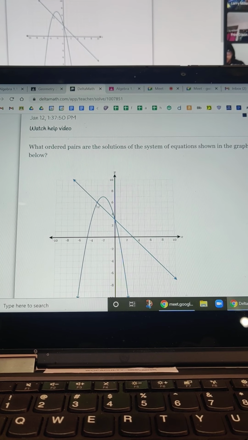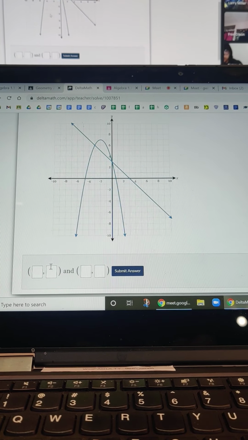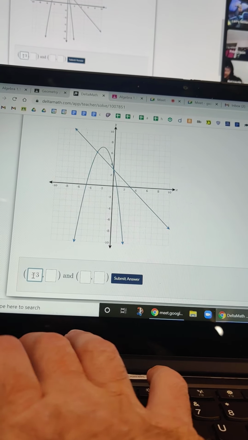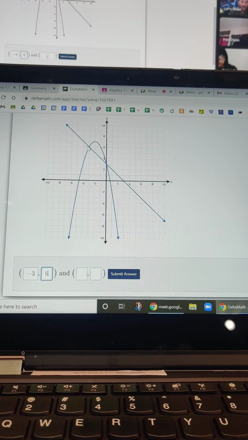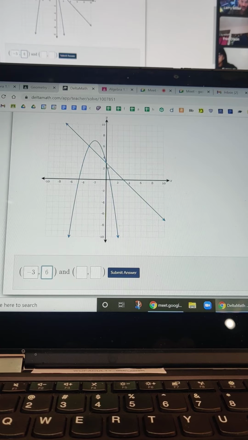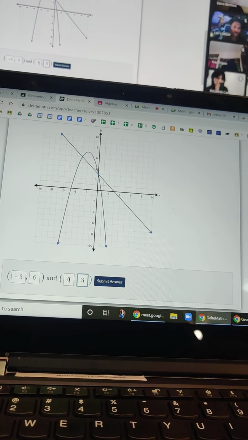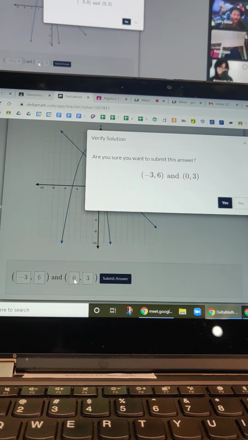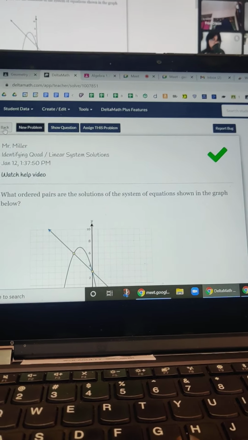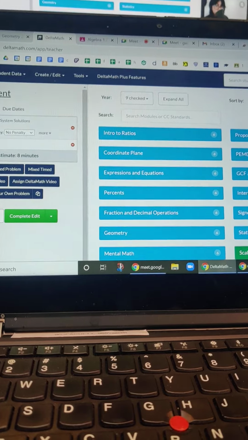We got a 2-point intersection here. Negative 3 comma 6, that's one of them. And over here we got 0 comma 3. All right. So that's those. Super easy. You're just identifying points.